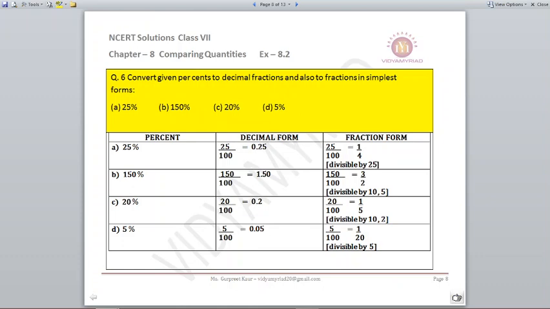C part, 20%. 20 upon 100, it will become 0.2. 20 upon 100 is divisible by 10 and 2. So the answer comes to 1 upon 5. And 5% can be written as 5 upon 100, which is equal to 0.05, or in the fraction form it is divisible by 5. I can write it as 1 upon 20.